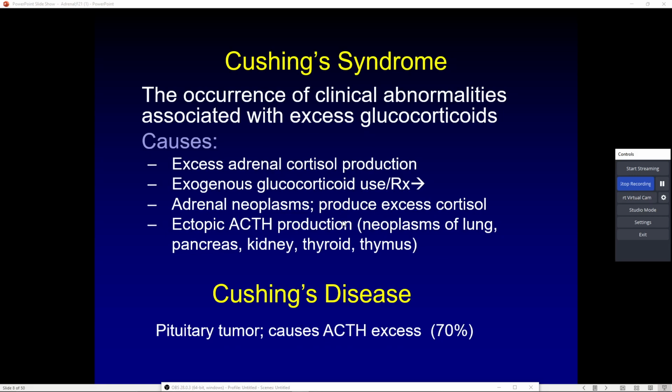We have ectopic ACTH production, meaning a neoplasm of the lung, pancreas, kidney, thyroid, or thymus. An ectopic ACTH production is a mirror of the anterior pituitary. The anterior pituitary is responsible for releasing ACTH solely. However, there are neoplasms that can occur in these different locations of the body that mimic the anterior pituitary, and unregulated by the hypothalamus just continually dump ACTH into the bloodstream, activating release of cortisol.